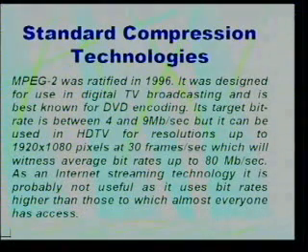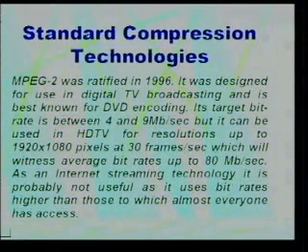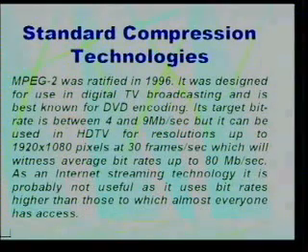It was designed in 1996 for digital TV broadcast and is best known for DVD encoding. Its target bit rate is a little higher than MPEG 1, about 9 Mbps, but it can be used in SD for resolutions up to this. So these are a few pieces of information which we have.